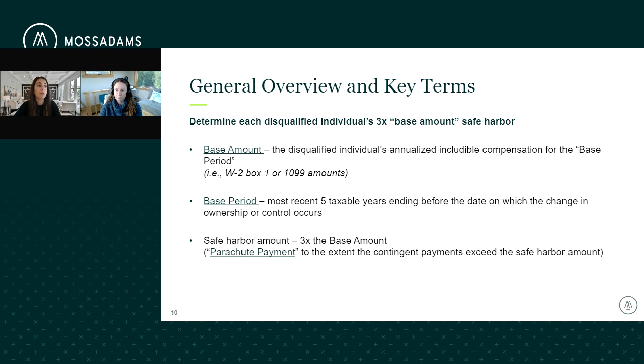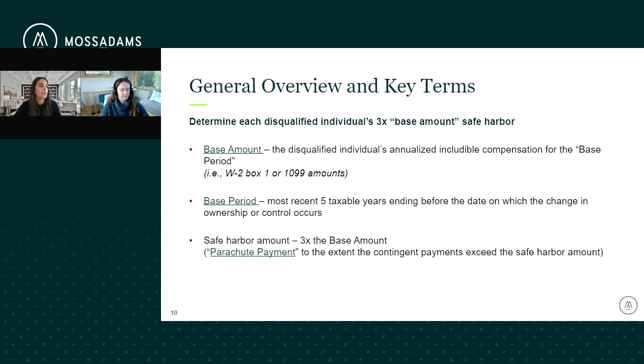And then the safe harbor amount is calculated by taking 3 times the base amount. And so you'll have a parachute payment to the extent the contingent payments exceed the safe harbor amount. You'll also have to back out one-time payments like signing bonuses in an annualization year. And then if an individual is hired as a contractor and later becomes an employee, you'll want to include all of those years, which can actually reduce your base amount.